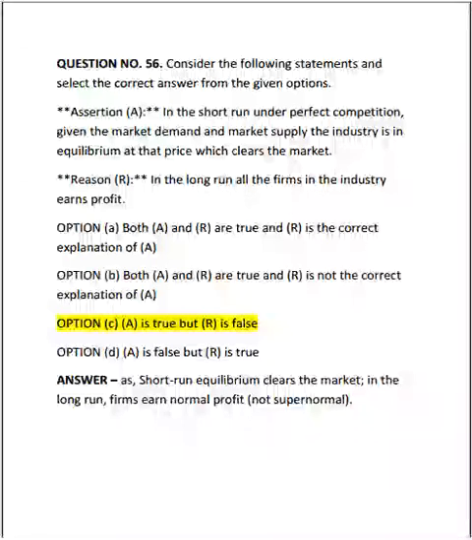Question No. 56. Consider the following statements and select the correct answer from the given options. Assertion A: in the short run under perfect competition, given the market demand and market supply, the industry is in equilibrium at that price which clears the market. Reason R: in the long run all the firms in the industry earn profit. Option A, both A and R are true and R is the correct explanation of A. Option B, both A and R are true and R is not the correct explanation of A. Option C, A is true but R is false. Option D, A is false but R is true. Answer, C. Short-run equilibrium clears the market. In the long run, firms earn normal profit, not supernormal.